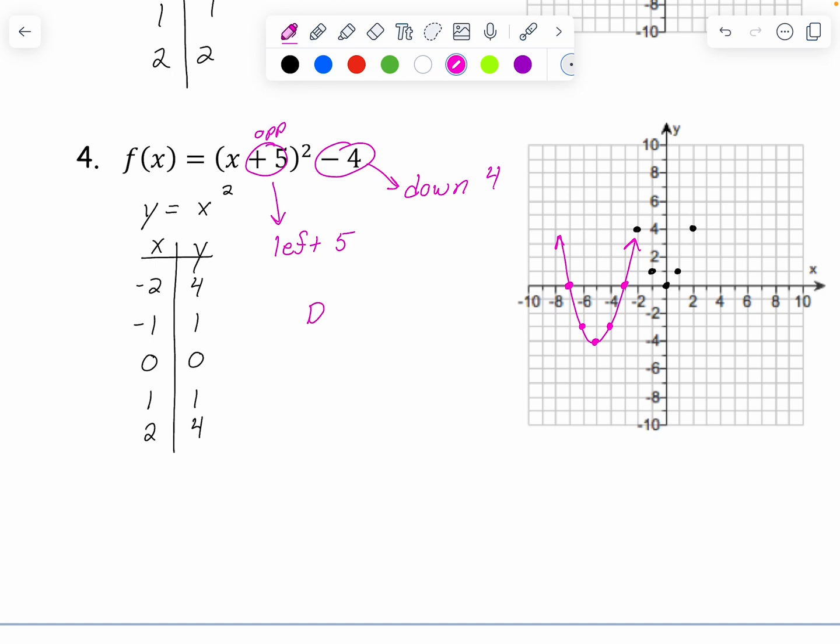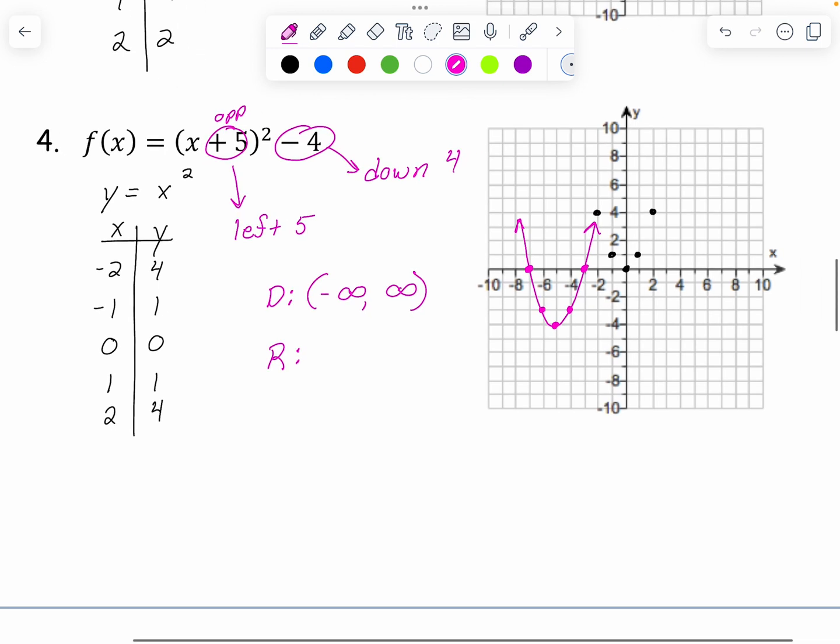Now to get our domain and range, well, our domain, quadratics go left forever, right forever, and everything in between. So we've got negative infinity to positive infinity. My range, however, just like with the absolute value, is not going down forever. The lowest it is going is a y value of -4. So it is going to begin with a bracket, -4, but then from there it does go up forever. So we do infinity with a parenthesis.